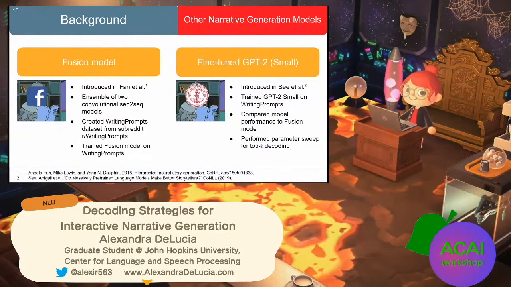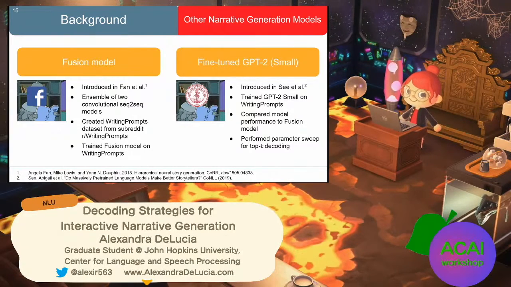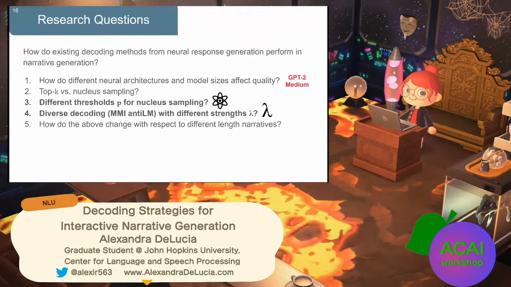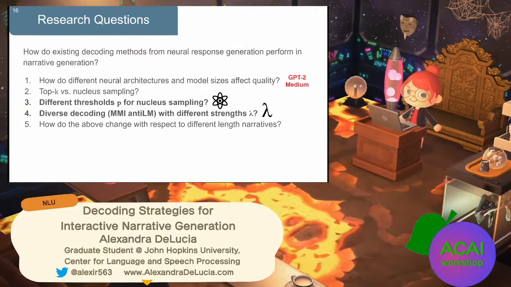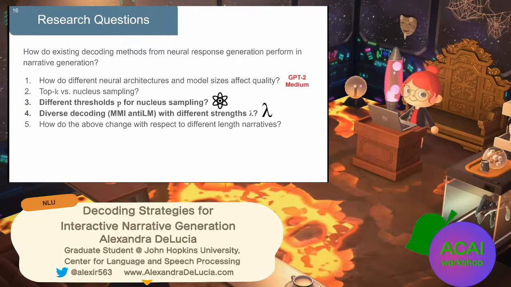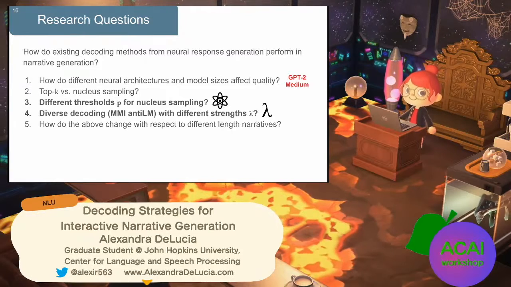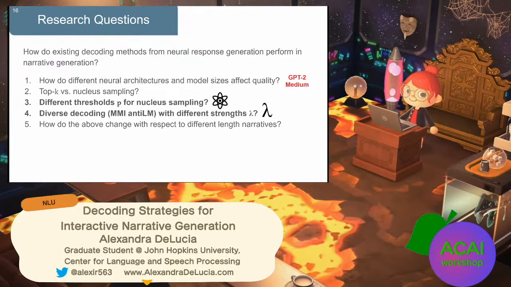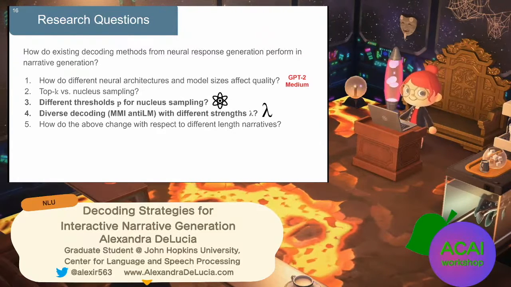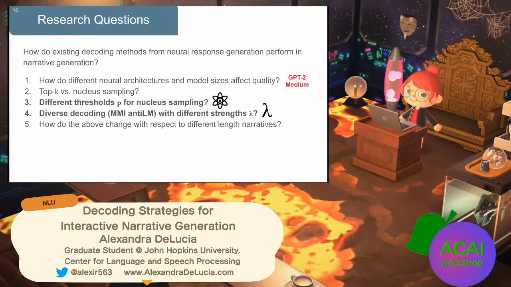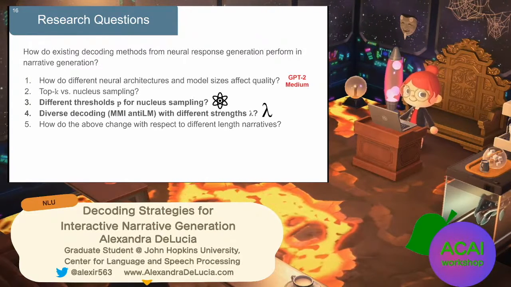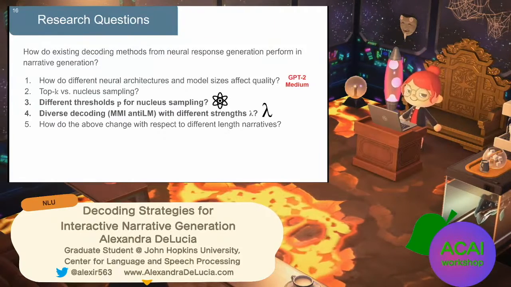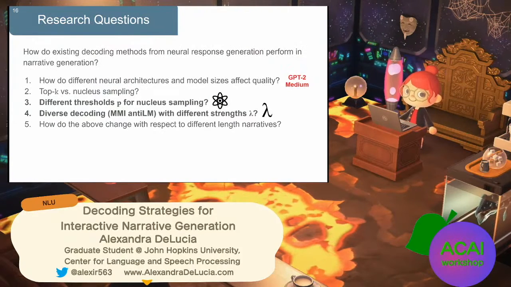And instead of only using top K with K equals 40, they performed a top K parameter sweep. So in our work, we also fine-tune a GPT-2 model on writing prompts, but we perform a nucleus sampling parameter sweep and add in a diverse decoding objective parameter sweep. In our full work, we also add in other axes of analysis like model size, but for this presentation, we will focus only on one model, GPT-2 medium, and only the parameter sweep for nucleus sampling and diverse decoding.